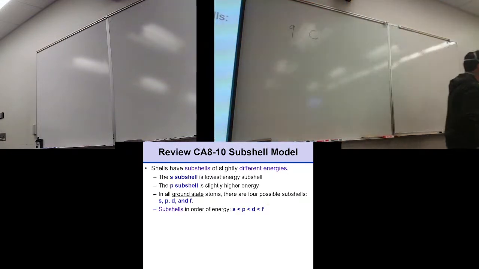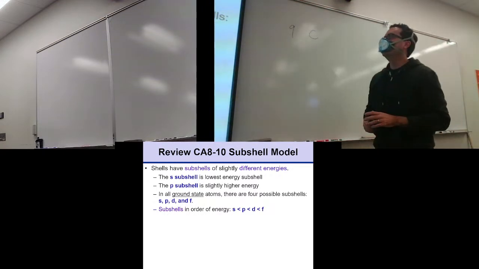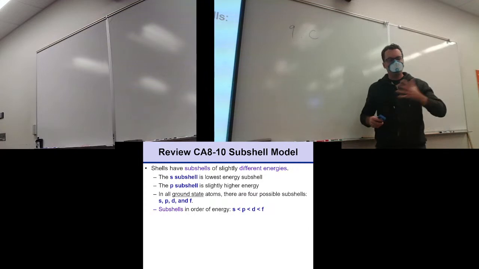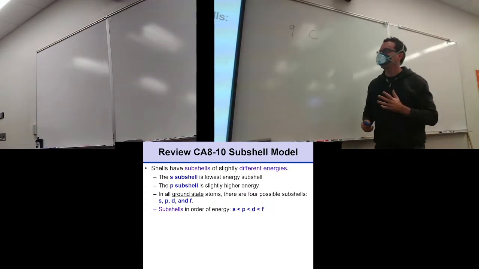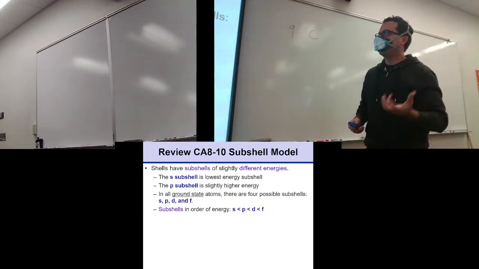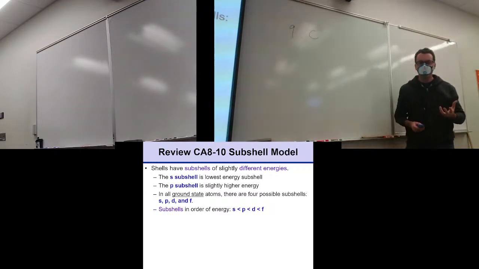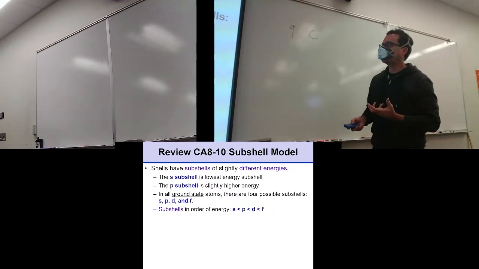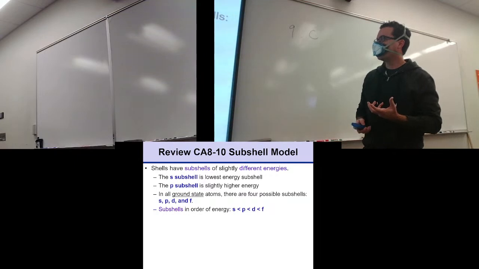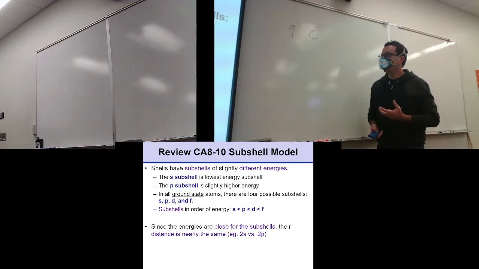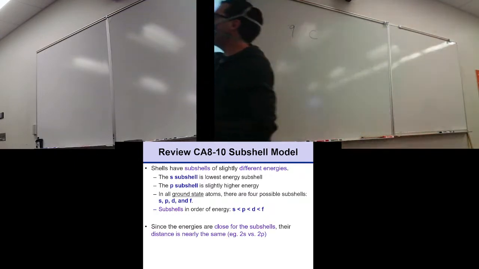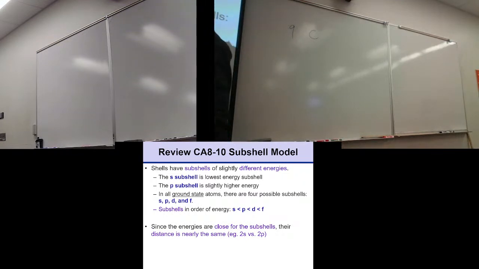So what we went over last time was the subshell model. And we kind of just said, hey, this is it. We didn't really build up to it too much, but we've got these S, P, D, F subshells that are within the shells. Those are the main ones. And they actually go in this order of energy. So S is lower than P, P is lower than D, D is lower than F, and so forth.